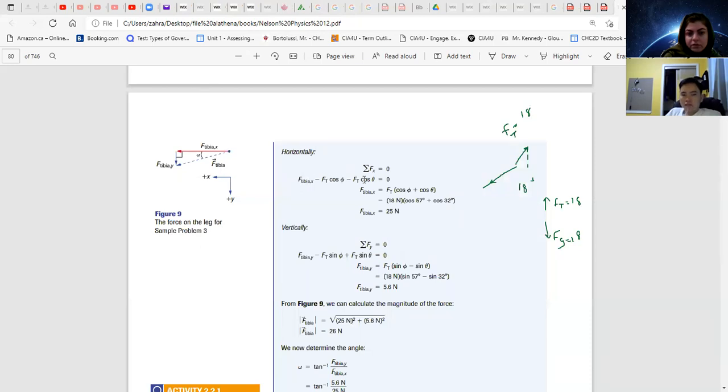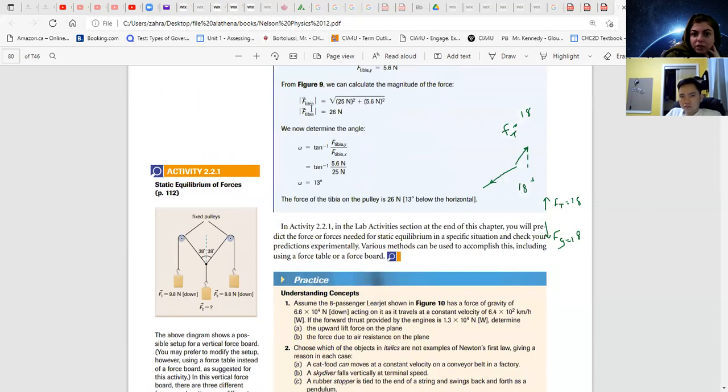F of T, this is the X component for the rope, and this is for the leg. And make sure one of them is positive, one of them is negative, so they add up to zero. For the Y components, you do the same thing, add them up to equal zero. So then you get the X and Y components of your unknown force. You put them together using the Pythagorean theorem. You find the angle using tan inverse.